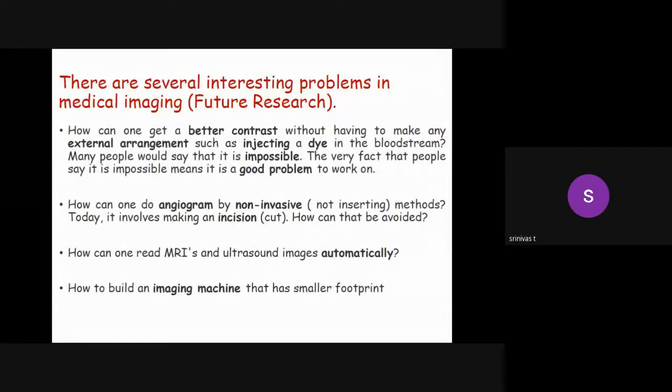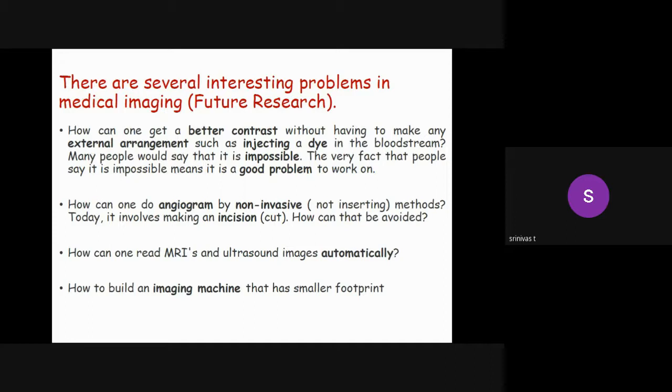And there are several future research areas also. How can one get a better contrast without having to make any external arrangements, such as injecting the dye in the bloodstream? Many people would say that it is impossible. The very fact that people say it is impossible means it is a good problem to work on. So without touching the body of the patient, we have to get the information about the disease, so we can plan. That is not possible in the present scenario. It is one challenge for us.